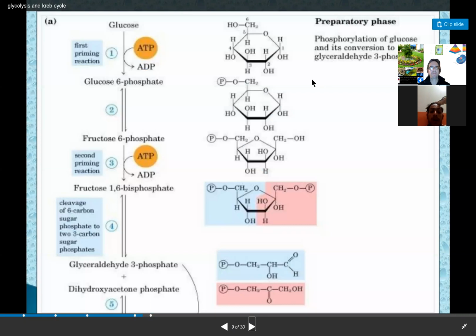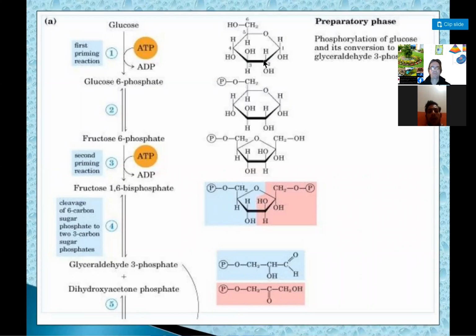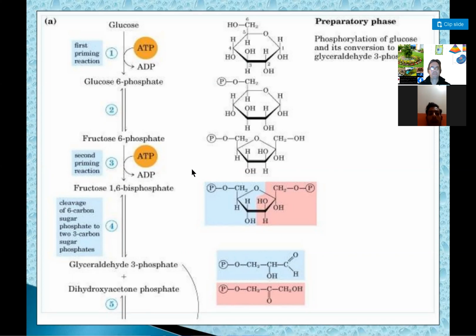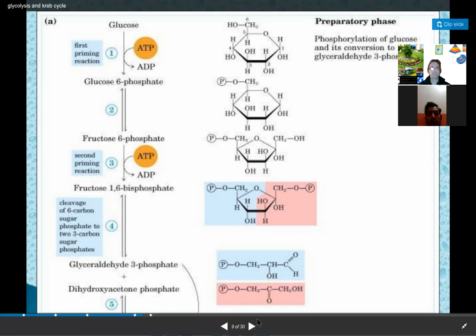Glucose is converted into glucose 6-phosphate. The ATP transfers energy and a phosphate group to the glucose molecule, forming a glucose 6-phosphate molecule, and itself is converted into ADP. The glucose 6-phosphate is then isomerized into fructose 6-phosphate, which reacts with another ATP and forms fructose 1,6 biphosphate.